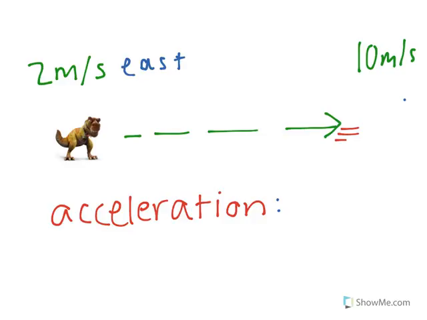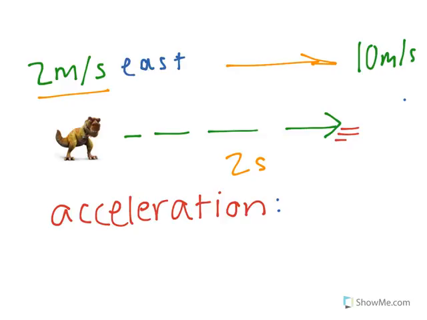Now let's do some math. Let's say our T-Rex is traveling east at a nice clip of 2 meters per second. Then he speeds up to 10 meters per second. This change takes him 2 seconds. Can you calculate his acceleration? Feel free to pause the video.